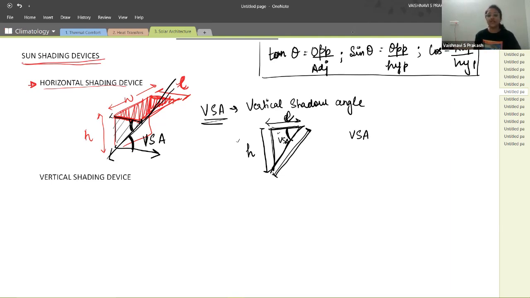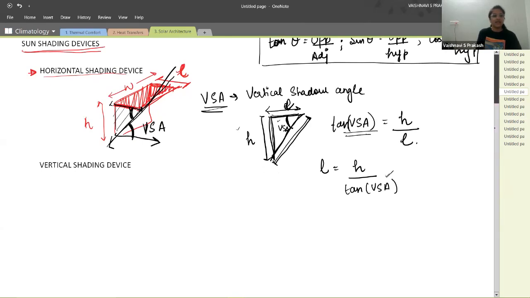Okay. So tan of VSA will give me the opposite, which is height. Tan VSA will give me height by length. So obviously, to find my length, I can just transpose: L will be the height of the window divided by tan of the vertical shadow angle. We'll come back to this. We'll see how to calculate the vertical shadow angle.